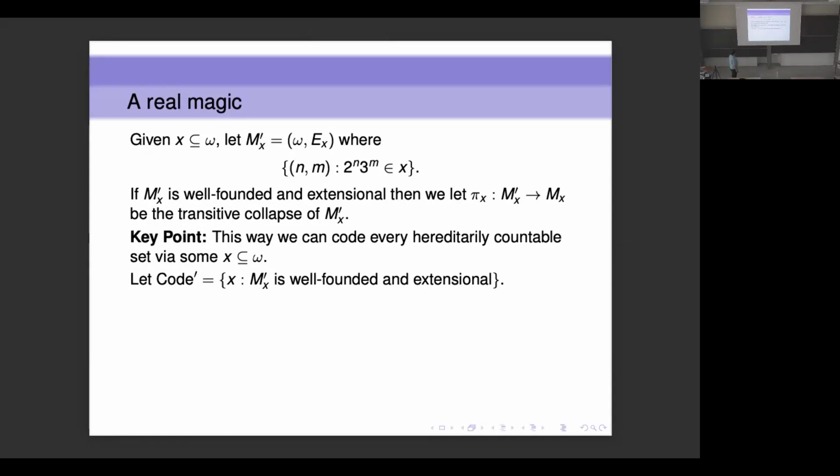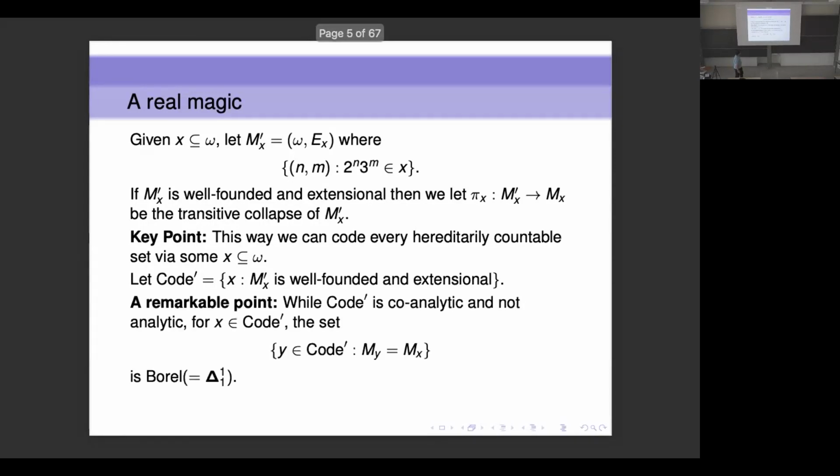Okay, so code prime is a co-analytic set. It's not analytic, as you know, but the remarkable point, which is really the beginning of this. These days by descriptive set theory, people mean something else, but I'm thinking of Cabal volumes. And this theorem sits at the very bottom of that work, yeah? So this is where scales come from and all of that. Okay, so it's Borel: to say that two reals code the same set, that's Borel because you fix the real.